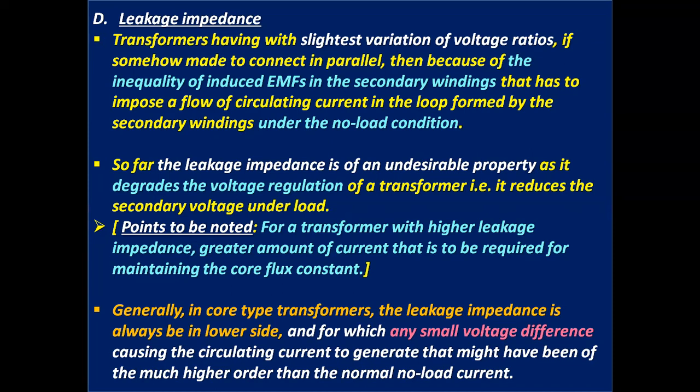So the leakage impedance is an undesirable property, as it degrades the voltage regulation of a transformer, that is, it reduces the secondary voltage under load. Points to be noted: for a transformer with higher leakage impedance, a greater amount of current is required for maintaining the core flux constant.